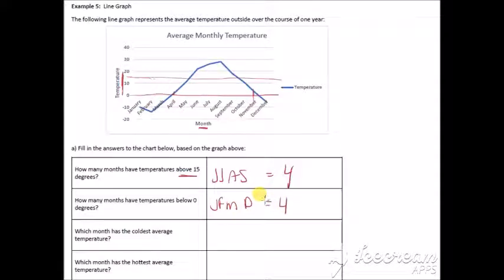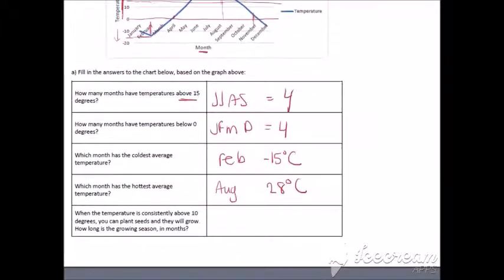Okay, which month has the coldest temperature? So if you're looking, we're looking for like the lowest here. So I would say February, and it's about -15 degrees Celsius. And the hottest month would be, it would be this peak here. So let's say August, and it would be about, I want to say 28 degrees Celsius.